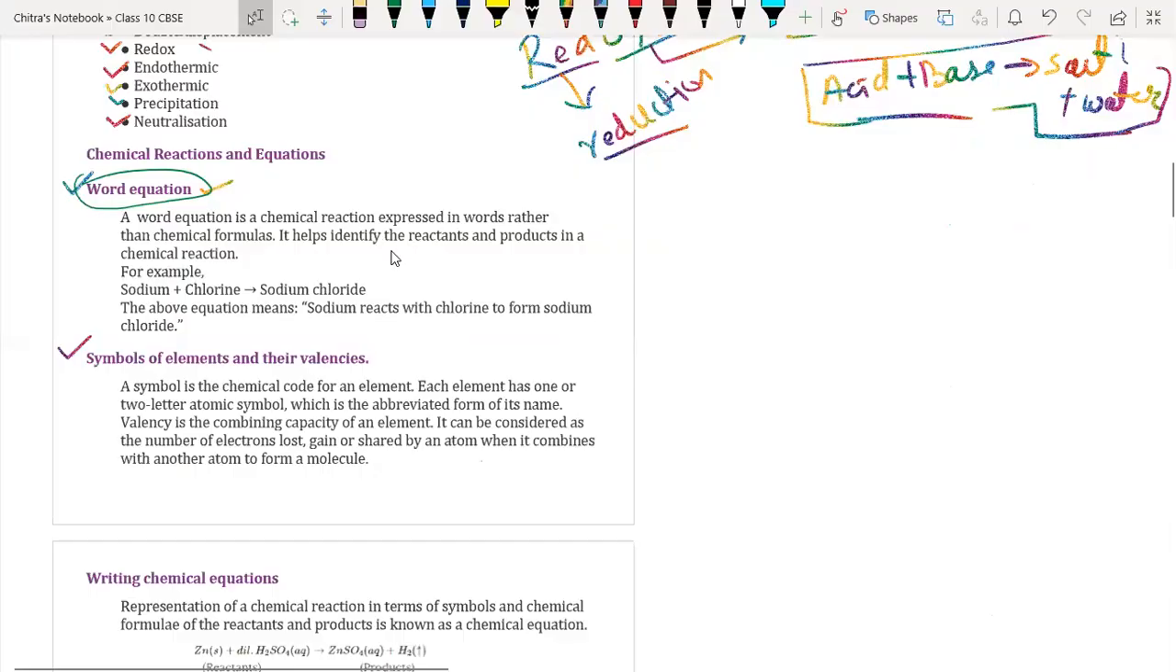So symbols of element and their valences. How to write the chemical equation we have discussed earlier. Reactants are written on the left hand side. Suppose this is the arrow. The arrow represents the direction of reaction. So on the left hand side, we are going to write all the reactants. And on the arrow side, which is pointed toward the product, we have to write the products, means the right hand side.